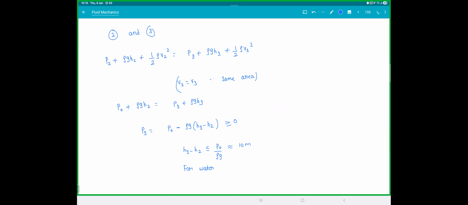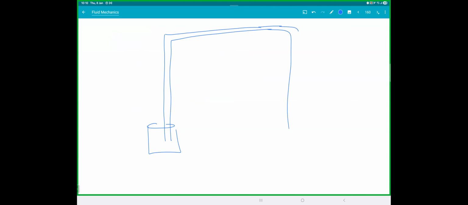We noticed this in the barometer, remember? 10 meters of water column will balance 1 atmosphere of pressure. That means, imagine you make a very tall siphon like this, and then you try to bring it down. You are creating a problem here. If this height becomes, let's say, 11 meters, we know an atmosphere of pressure can balance only how much? 10 meters of water column. So the water will never reach the top. Even if you create a perfect vacuum here, the water will not rise more than 10 meters. So the siphon will not work.